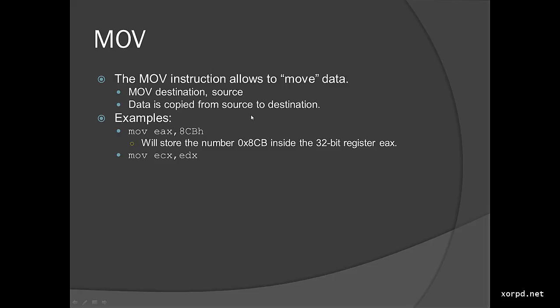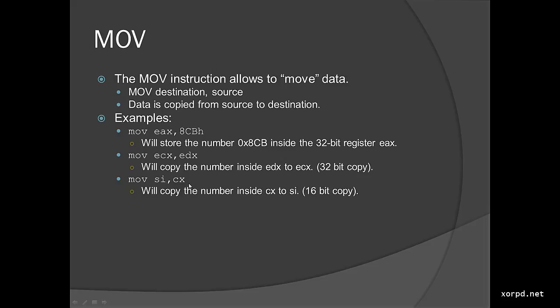Move ECX, EDX. This instruction will copy the contents of EDX into ECX. Move SI, CX. This will copy the number inside CX into SI. And note that this is a 16-bit data copy. The last instruction, move ECX, EDX, was a 32-bit copy. Not like this one, which is only 16.